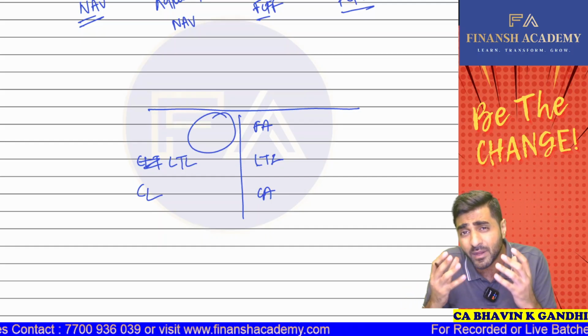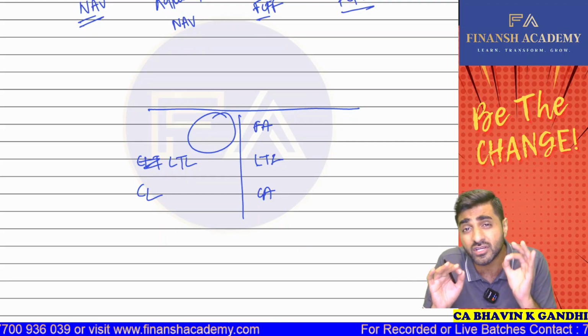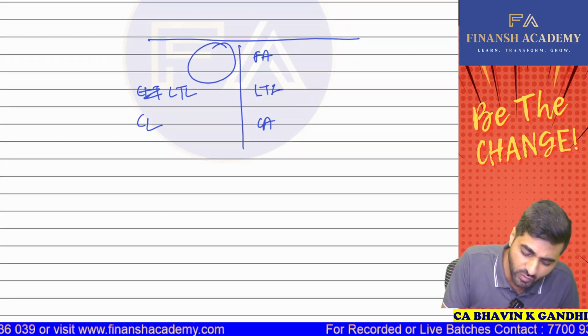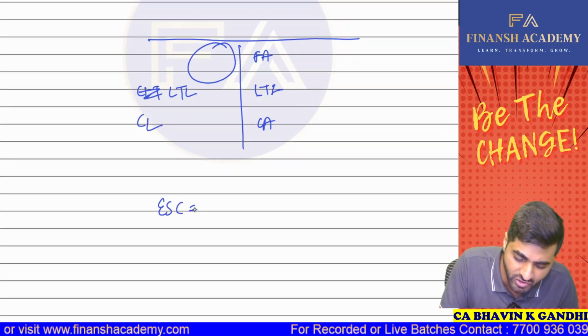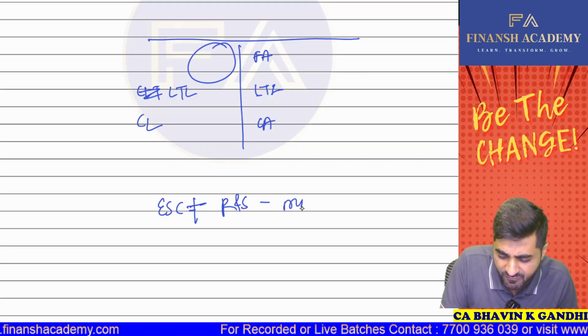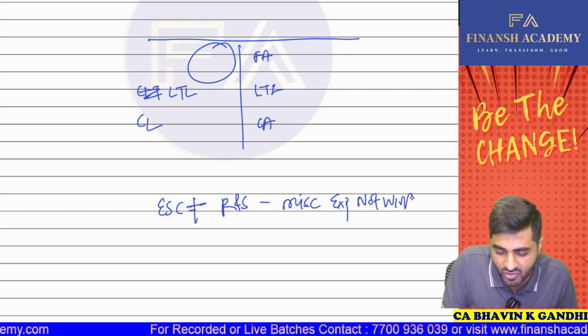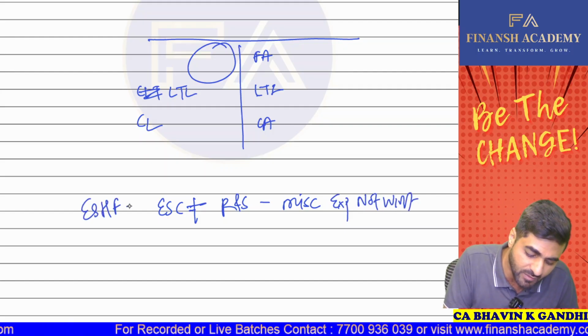Now, we have to pay attention here: whenever we are dealing with equity shareholders' funds, what is your equity shareholders' fund? We take into consideration your equity share capital plus reserves and surplus, and from this we subtract your miscellaneous expenditure not written off. So will this give your equity shareholders' funds? Come on, yes or no?